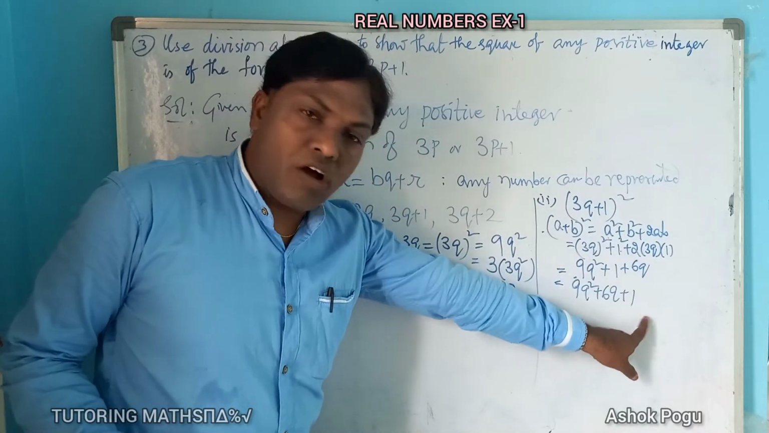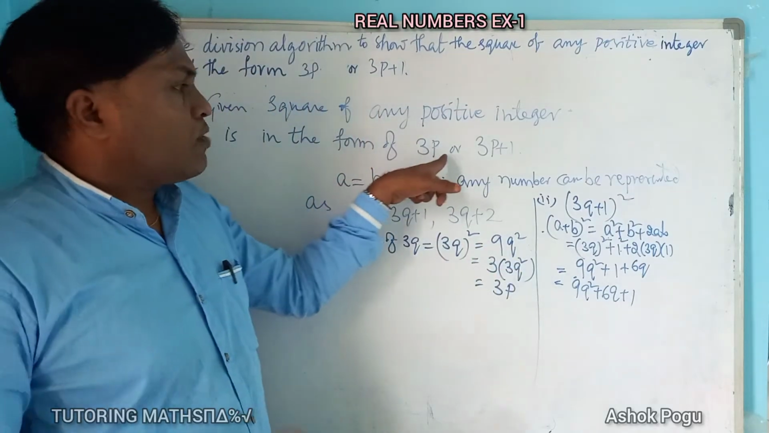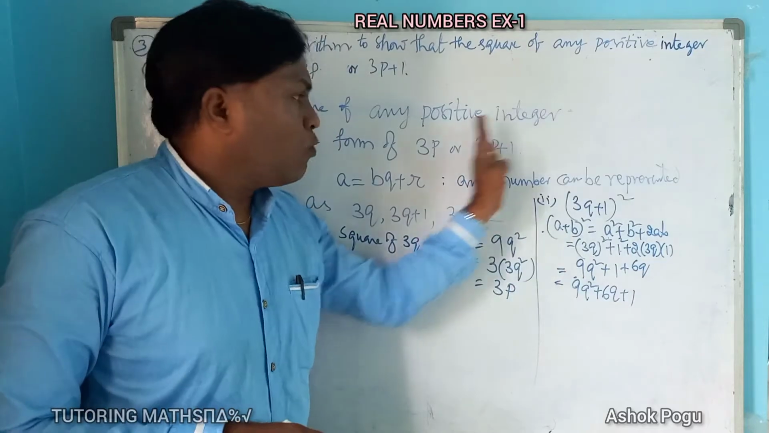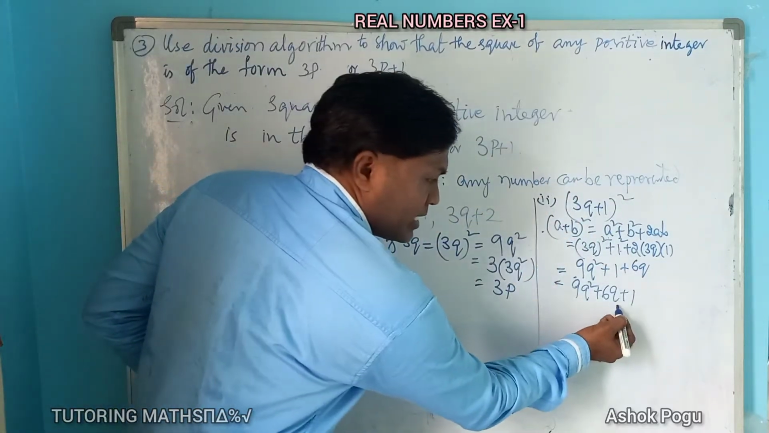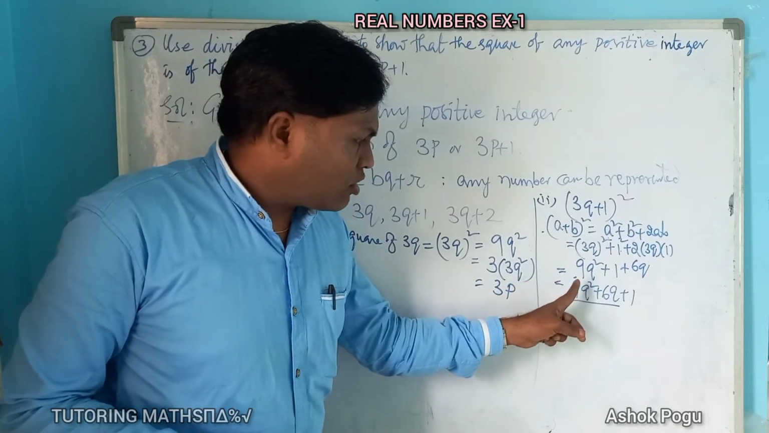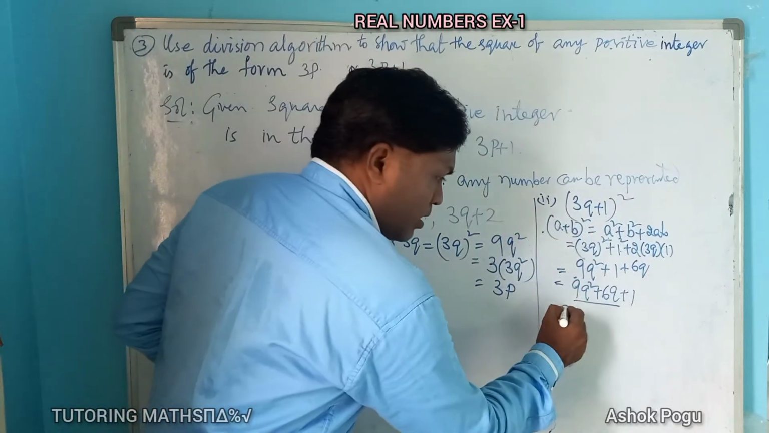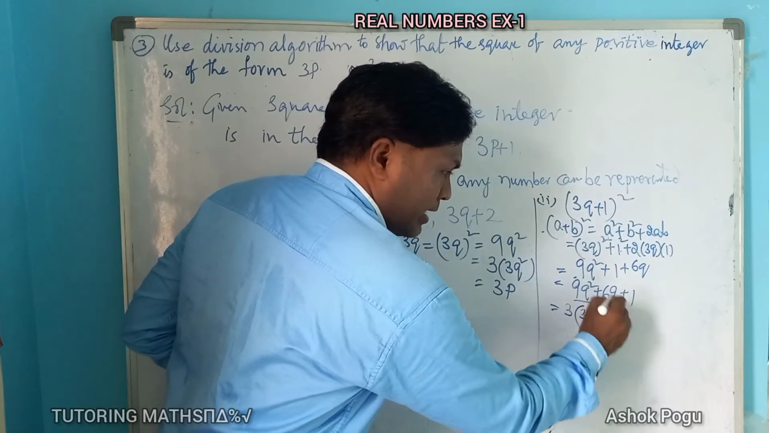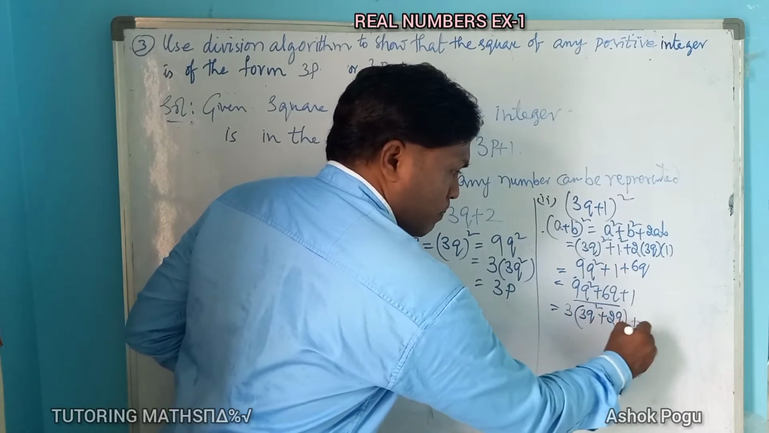I am shifting to the last one, because we are going to prove this would be in the form of 3p plus 1. The 1 should be separated. Now let us take 3 as a common factor. Exactly, 3 is the common factor for 9 and 6. If you take out 3, we get 3 3s and 3 2s plus 1.